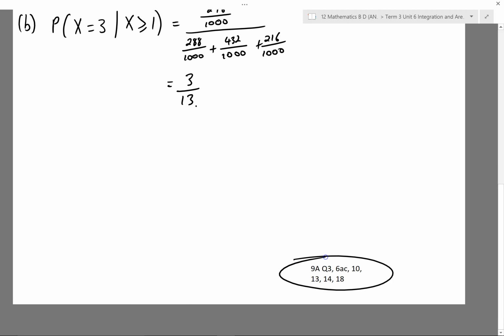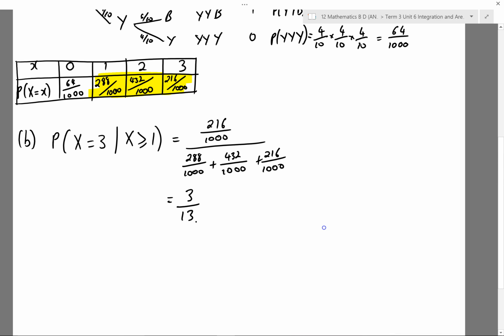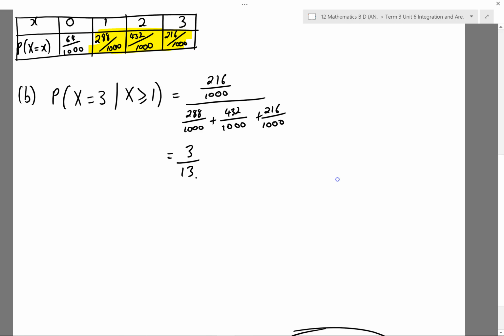So from here, have a go at those problems in the text to practice this idea of constructing the probability distribution table.